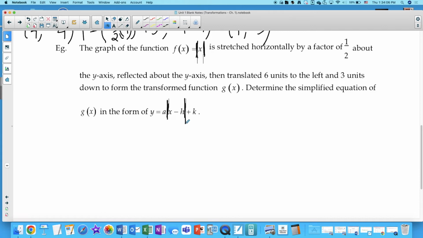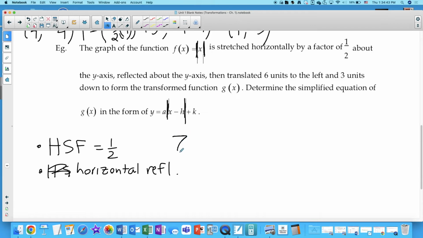Okay, so the graph of the function f of x is stretched horizontally by a factor of 1/2. Okay, horizontal stretch factor is 1/2. About the y-axis, reflected about the y-axis. What type of a reflection is that? Horizontal. Horizontal reflection. Okay, so based on these two transformations, what can we conclude? So this tells us about our b value. B is for sure negative. It's -2, right? Because the b value is the reciprocal of the stretch, and the stretch is the reciprocal of the b value. So b equals -2.